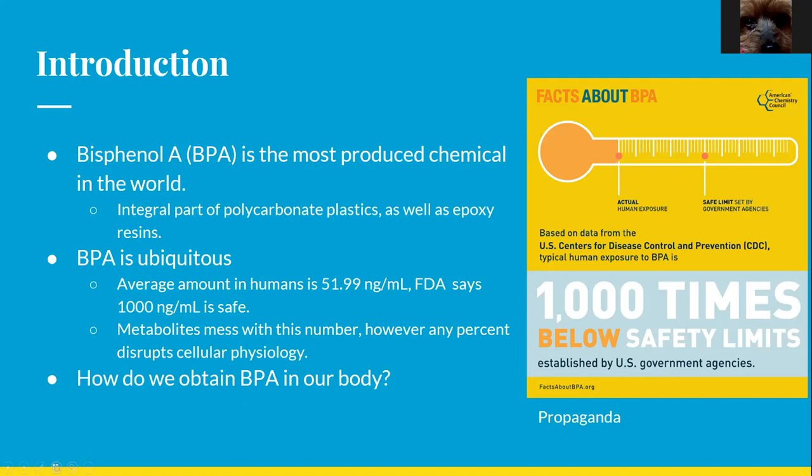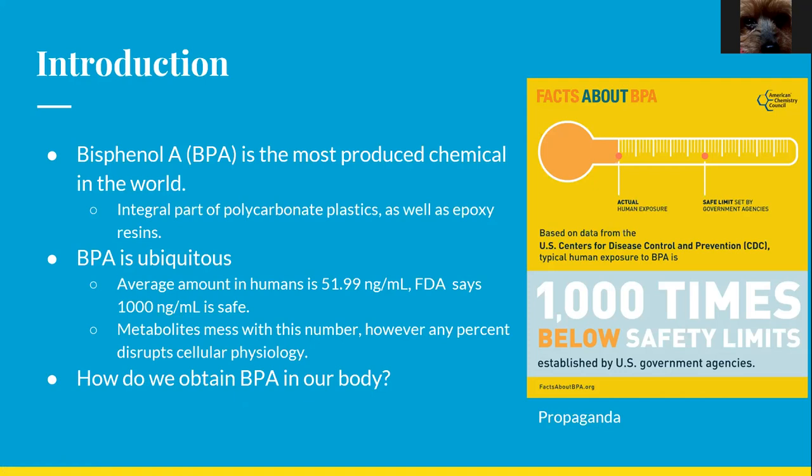So anyway, BPA breaks down into metabolites. So when they're looking at the amount of BPA in someone's body, usually they look at it through urine or blood. Because it breaks down, the number isn't totally accurate. So there could be actually much more BPA in your body than we can even test for.